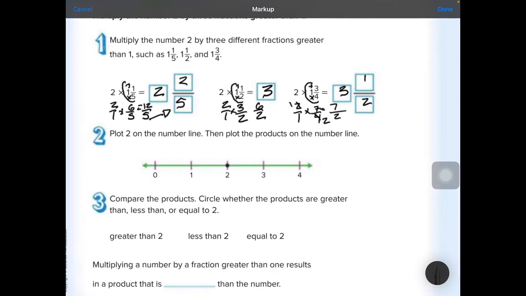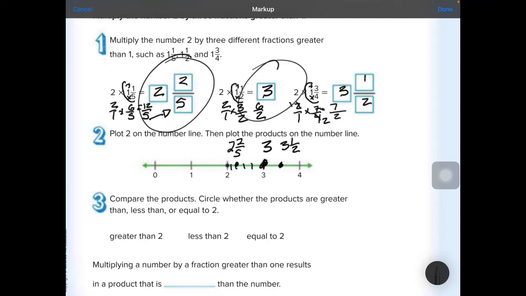So our first product is 2 and 2 fifths. So it'd be about right there. 1, 2, 3, 4, 5. So 2 and 2 fifths would be about right there. The next one is 3. 3 could be right there. And then 3 and 1/2.